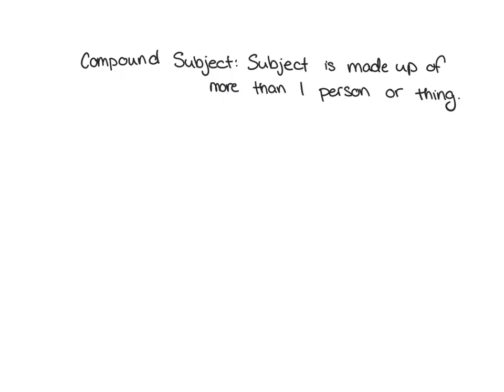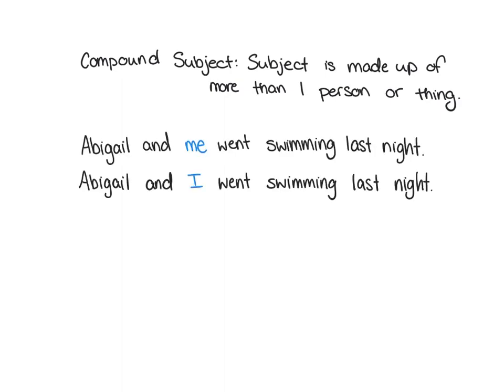Some sentences have a compound subject, where the subject is made up of more than one person or thing, and this will actually be presented by using more than one noun and pronoun. The tricky part in these situations is to sometimes know which pronoun to use. So I'll give you 2 examples and we'll talk about which one is correct. In this set of sentences, the subject is not just Abigail, it's Abigail and the person that went swimming. So we have to decide whether that person is me or that person is I.